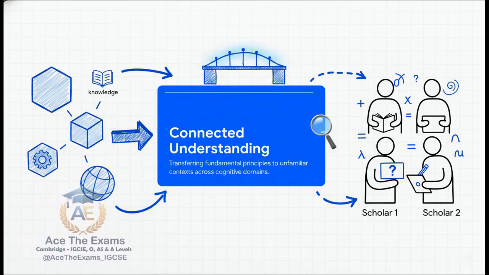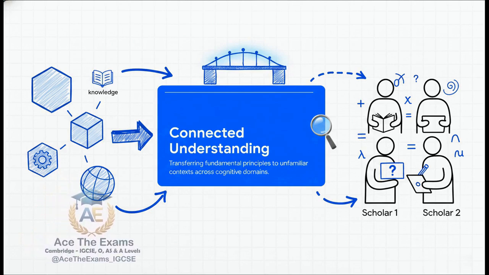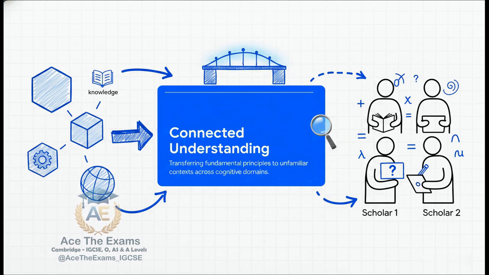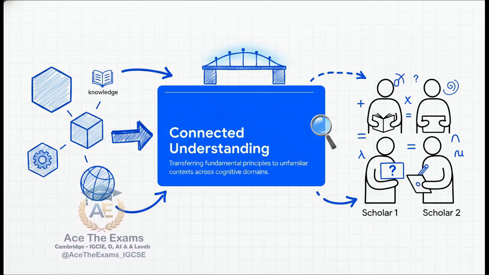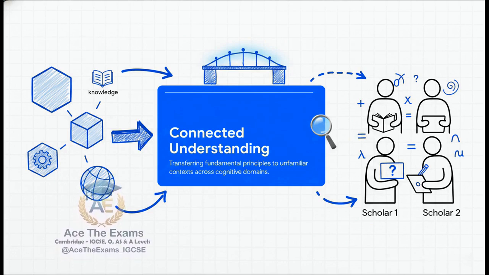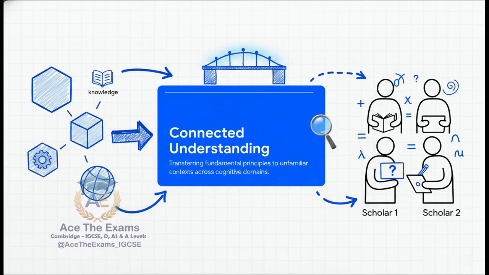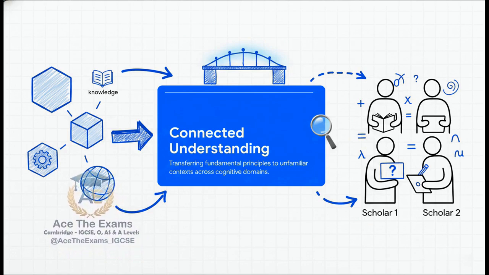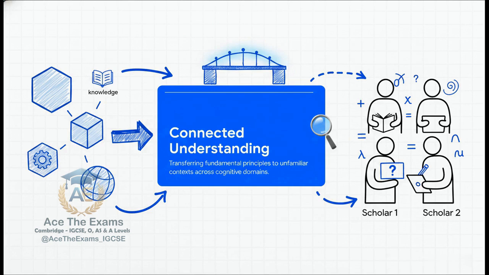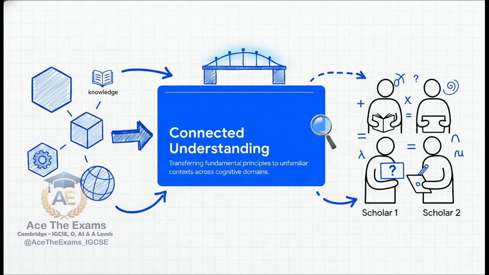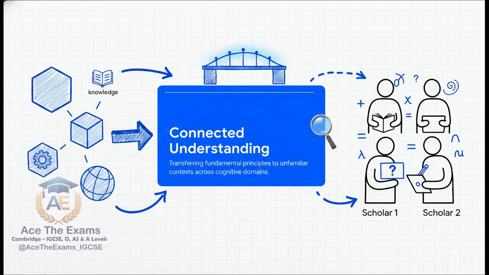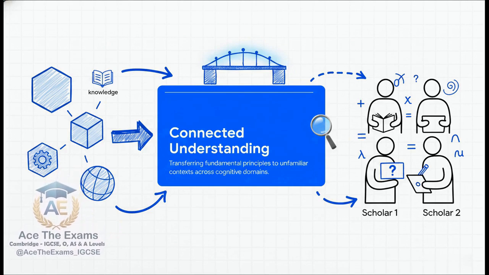Top-performing students do not just memorize definitions like Alex, they demonstrate what we call connected understanding. It is the crucial difference between merely stating that a skew line doesn't intersect or run parallel, and actually constructing a persuasive, analytical argument that mathematically proves it. You absolutely have to bridge exact textbook knowledge with analytical execution. It's about transferring those fundamental principles to totally unfamiliar contexts across distinct cognitive domains.